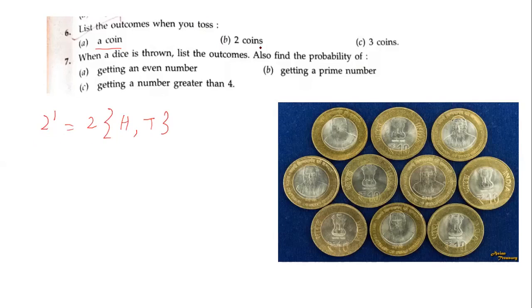If we toss 2 coins, the outcomes are 4. 2 raised to the power 2 is 4. If we toss 3 coins, then the number of outcomes is 2 raised to the power 3, that is 8 outcomes.